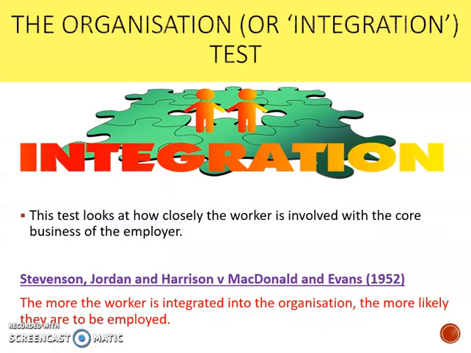The second test that a court might use is the organisation test. It's sometimes called the integration test. And this is looking at how closely the work is involved with the core business. And in this case here, with lots of names, Stevenson, Jordan, Harrison, McDonald and Evans, you are welcome. The more the worker is integrated into the organisation, the more likely they're an employee. So that means you might look at things like, have they got a uniform? Have they been given their own desk? Have they got their own office? Are they clearly a part of that organisation and a permanent part of that organisation?